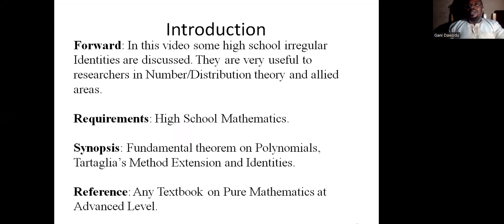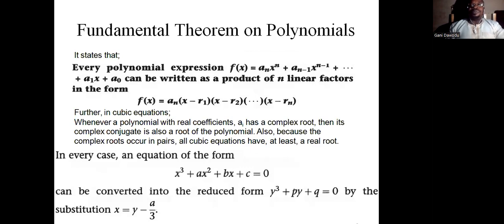In this video, some high school irregular identities are discussed. They are very useful to researchers in number theory, distribution theory, and allied areas. The requirement is that you still recall some of the things you did in your high school. The synopsis will be fundamental theorem on polynomials, the Tartaglia's method, extension, and identities. Any textbook on pure mathematics at advanced level will do as your reference material.